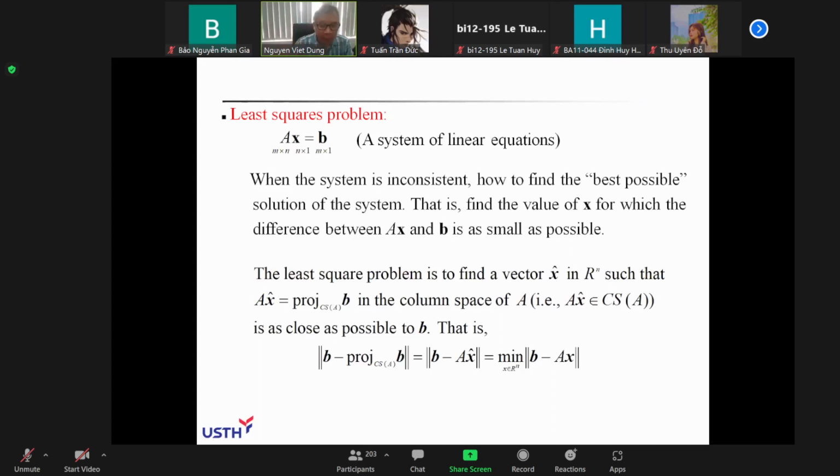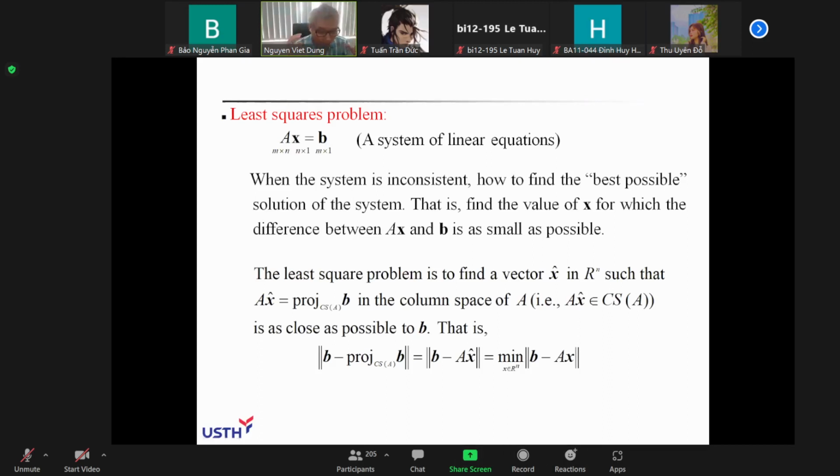In case we find that x hat, we will call it the least square solution of the system of equations here. And we know already Ax always belongs to the column space of A. And in the column space of A, the vector which is closest to B, meaning the distance between that vector and B is minimum, is the orthogonal projection of B on the column space of A. That is, we need to have A x hat, where x hat is the least square solution, equal to the projection of B on the column space of A.